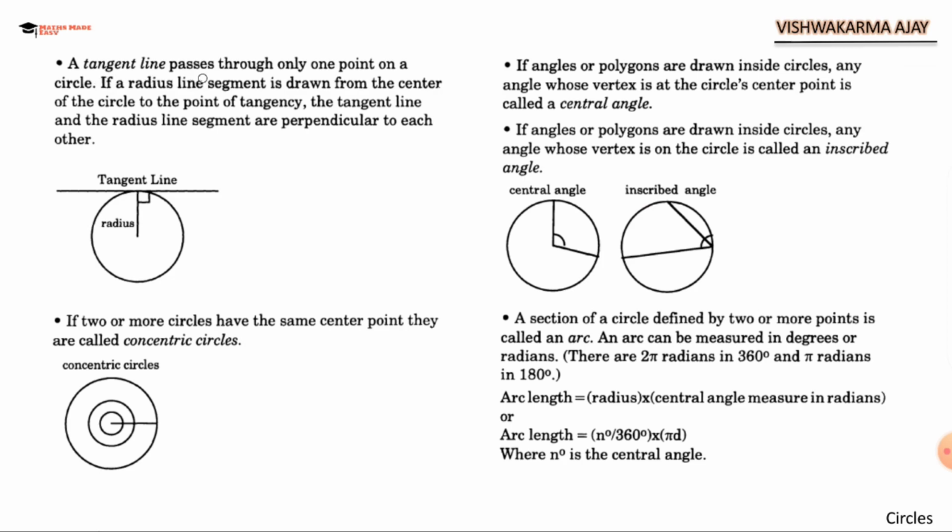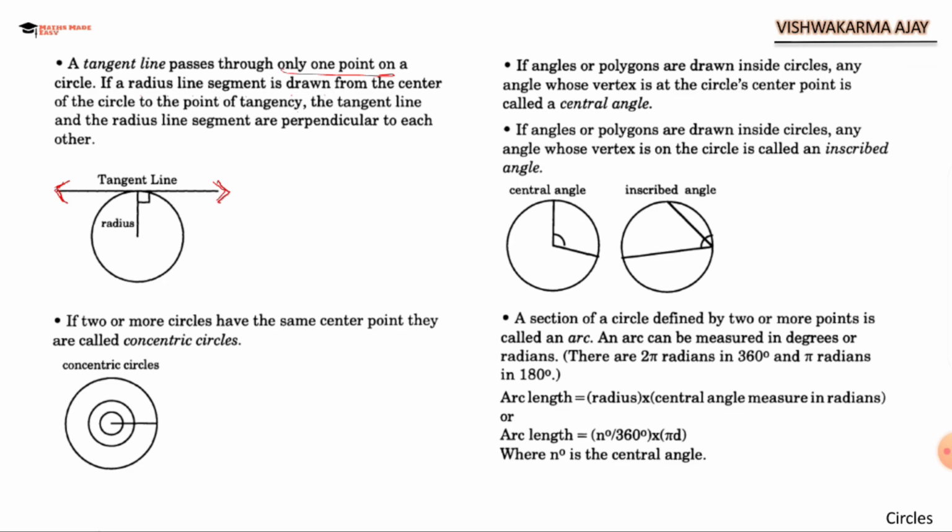A tangent line passes through only one point on the circle. If a radius line segment is drawn from the center of the circle to the point of tangency, the tangent line and the radius line segment are perpendicular to each other. By the name tangent itself says that it is perpendicular, but somehow, in theory, we are going to write it like this.